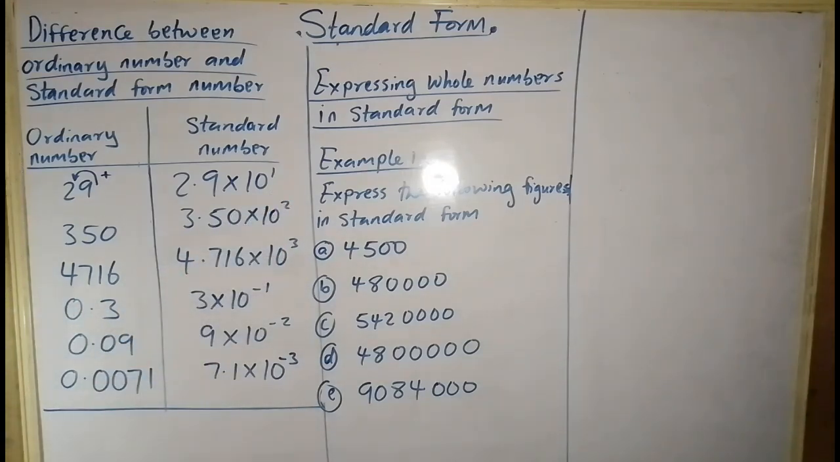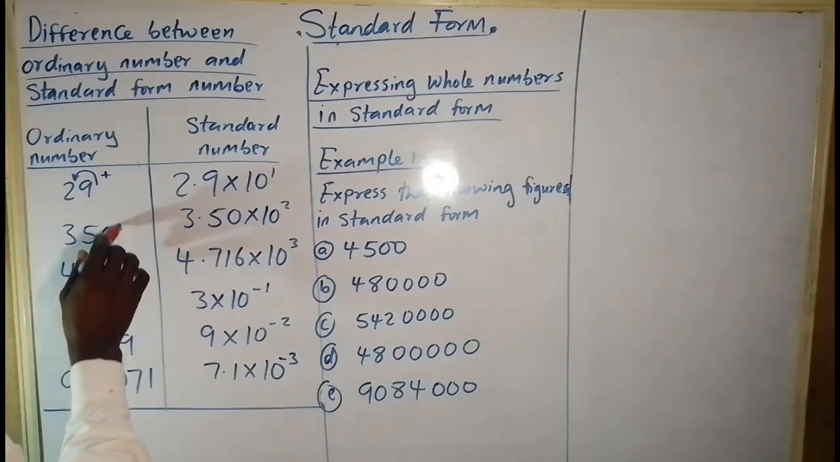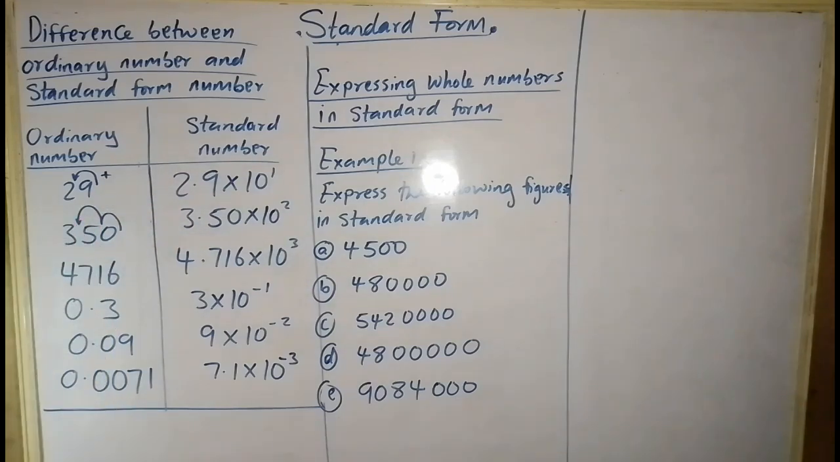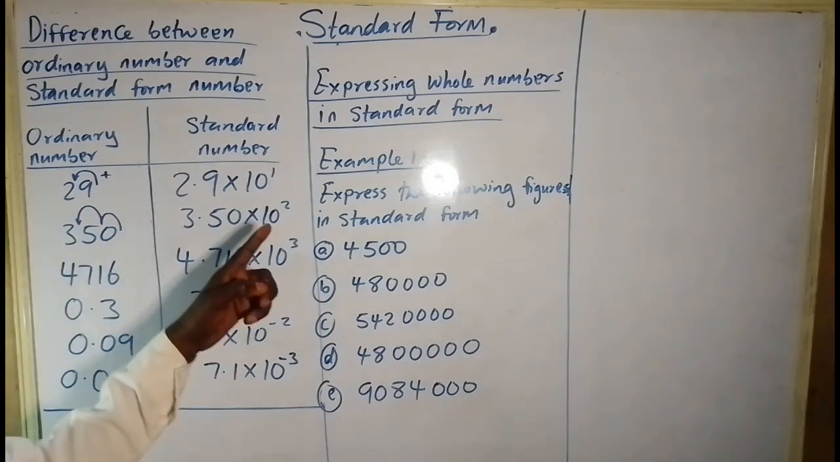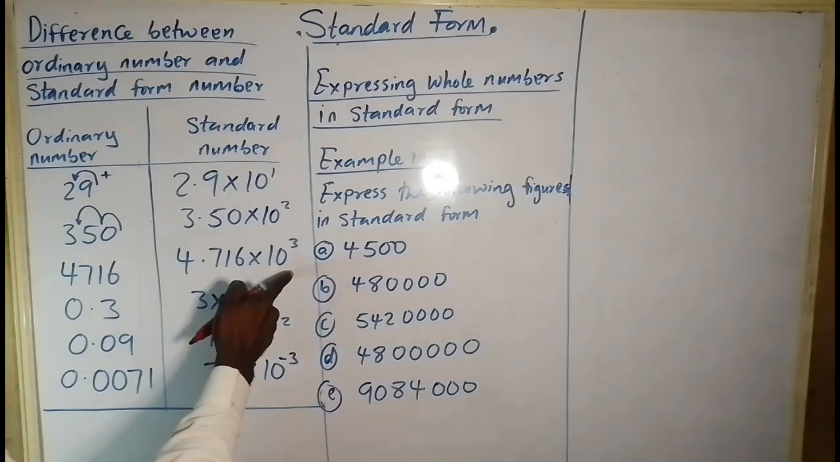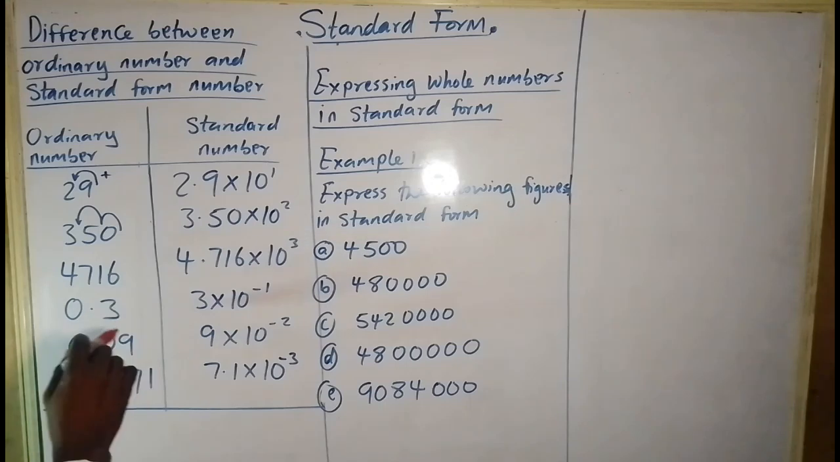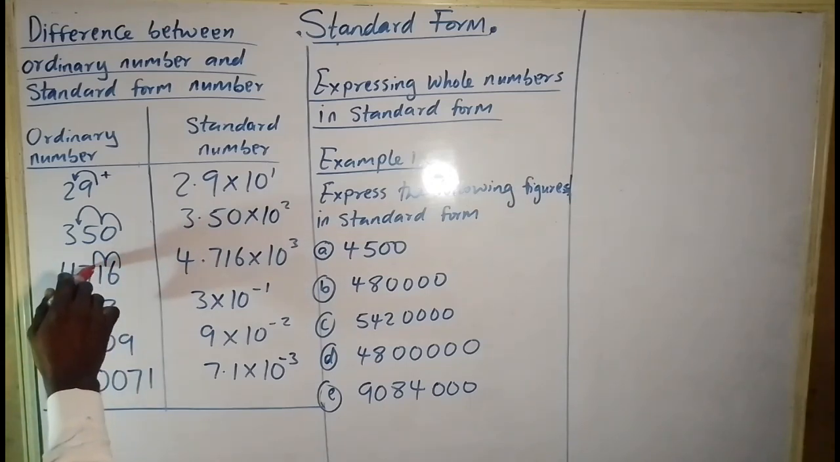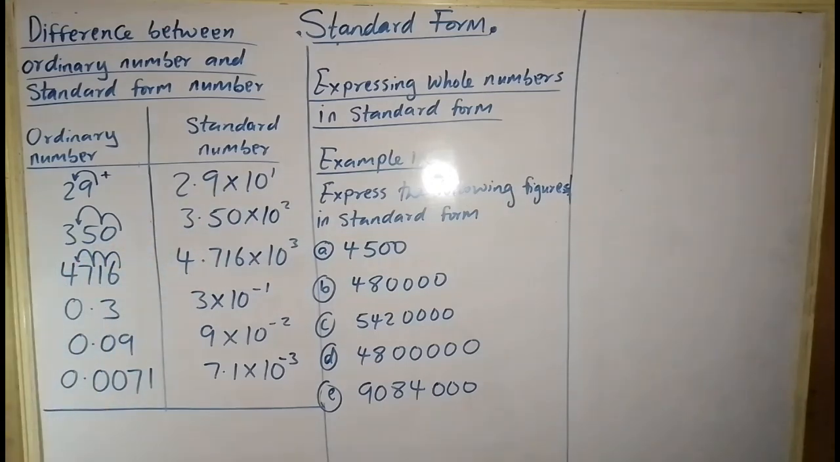Now, the next one is this. Can you see the way we move it? This is 1, 2. That's why you're having times 10 raised to power what? That's why you're having times 10 raised to power 2. Now, let's check the next one. We're having times 10 raised to power 3, right? How did we get a 3? Let's see. 1, 2, 3. You put your point there.